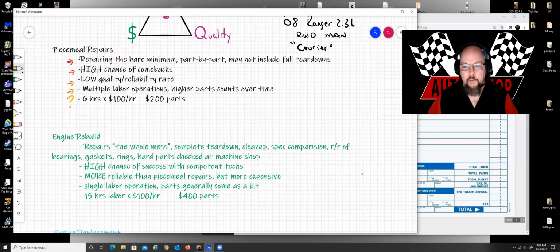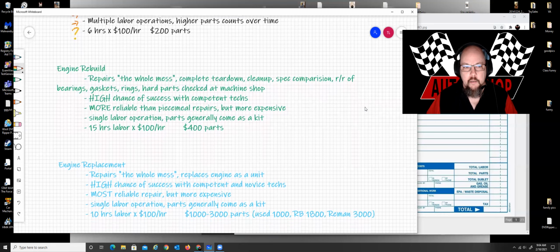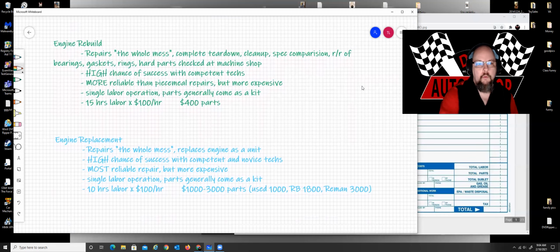The second kind of repair we deal with in a situation like this would be an engine rebuild, okay? So you have the engine rebuild, but it repairs, quote unquote, the whole mess. It's a complete teardown, cleanup, and a specification comparison of all the parts, okay? And, you know, basically end up fixing if you needed to fix anything, okay? Removal and replacement of bearings, gaskets, and rings, and the hard parts, okay, the hard parts. That would be the cylinder head, the blocks, the pistons, connecting rods, okay? The stuff that isn't a gasket or a bearing.